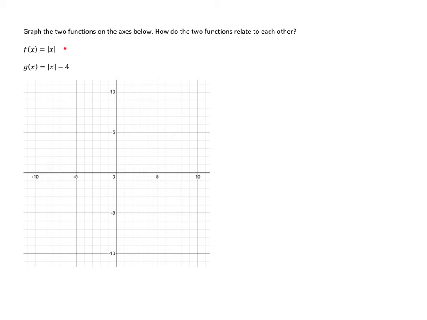So using this new notation, I would like to graph these two different functions on the same xy plane. One of them is f of x is equal to the absolute value of x, and the other is g of x is equal to the absolute value of x minus 4. These functions are very closely related. The only difference is that we're subtracting 4 in the function g of x.